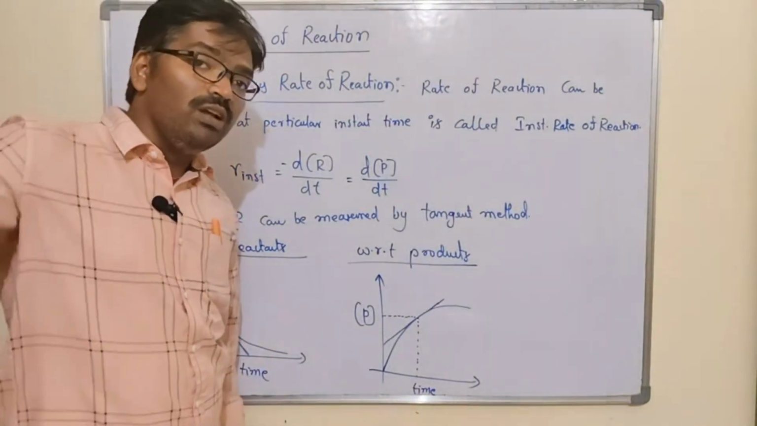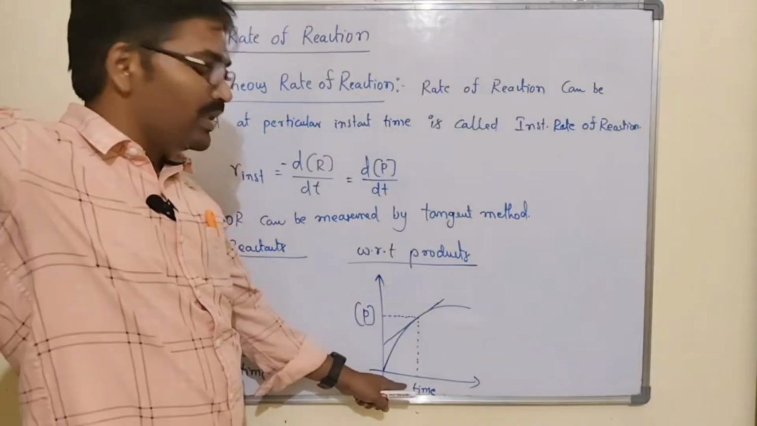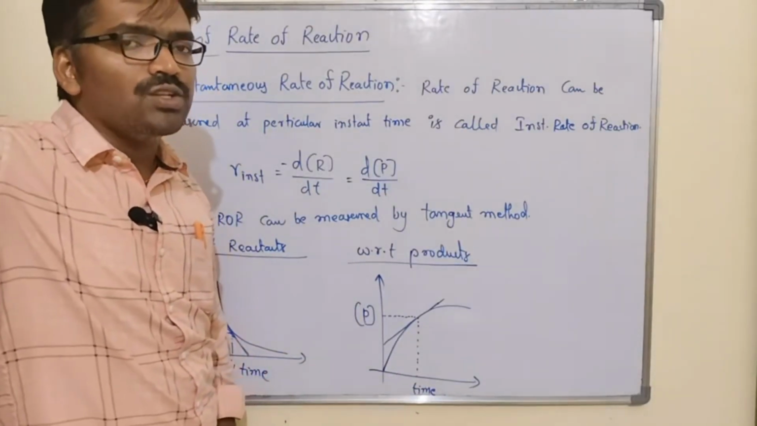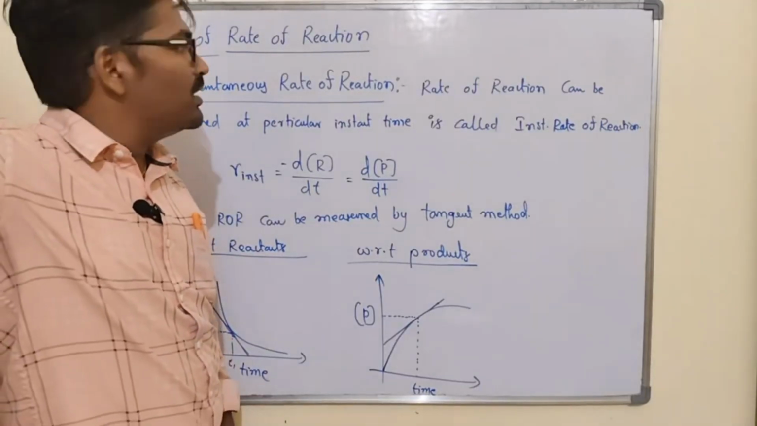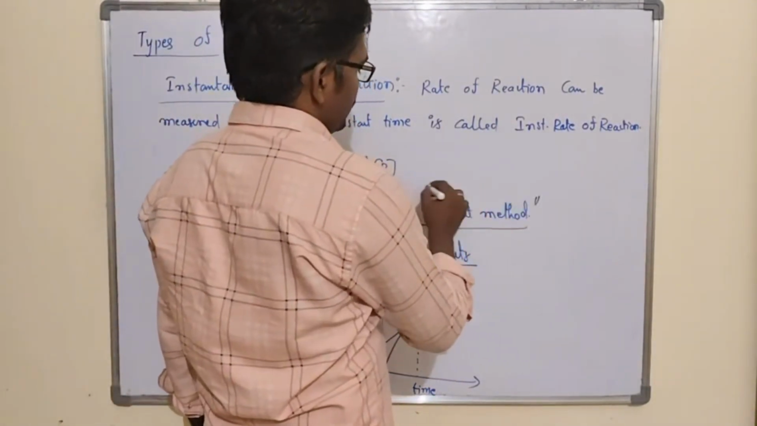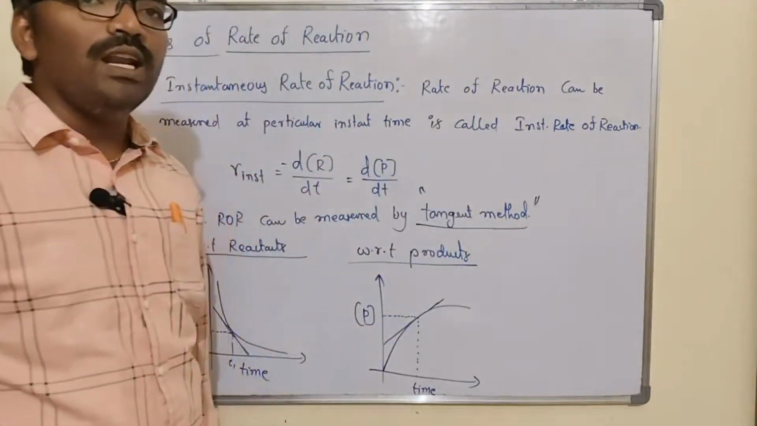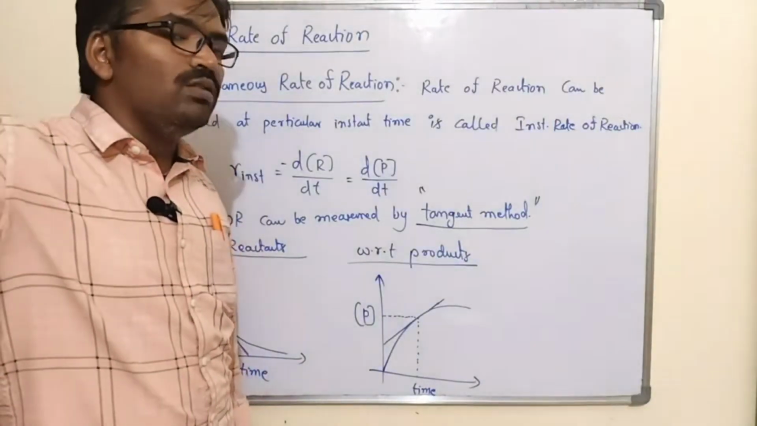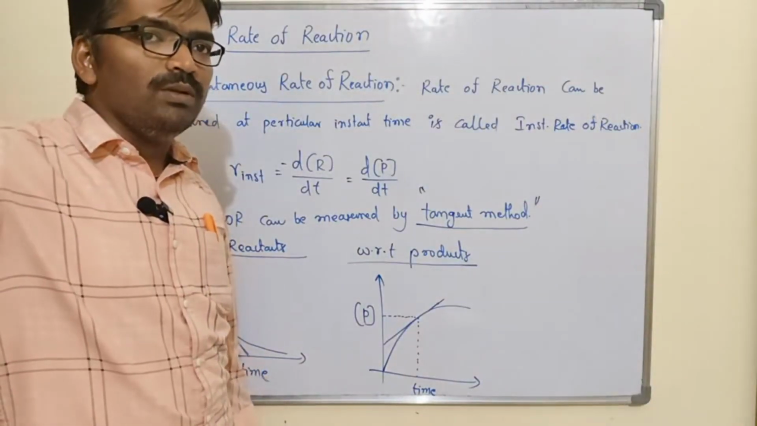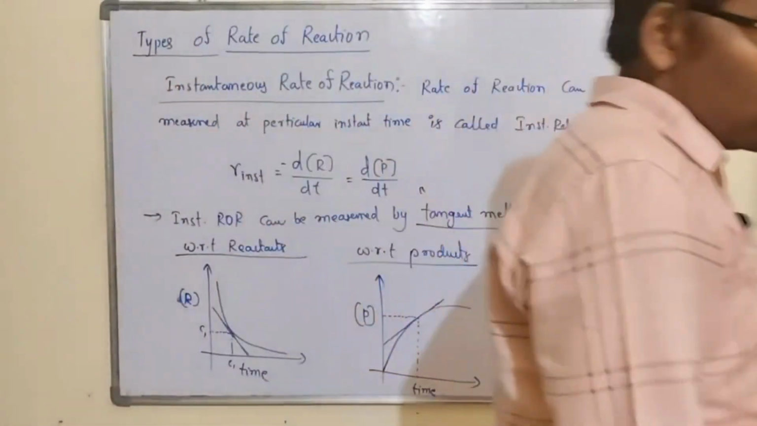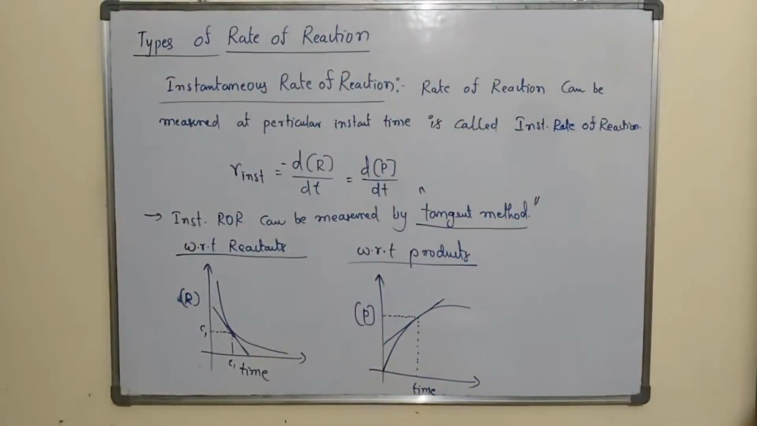The tangent method is used to find the rate of reaction at a particular instant of time, which is called the instant rate of reaction. So the tangent method is used for the instantaneous rate of reaction. To find the average rate of reaction, we generally use the exponential method. Clear, my dear students? Yes, note this down. Then next, we'll discuss what comes.